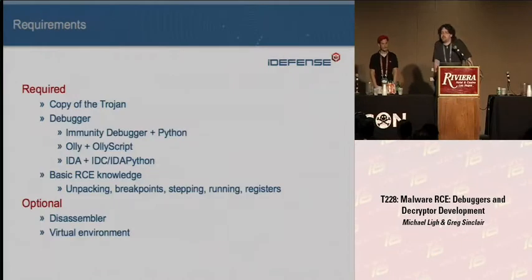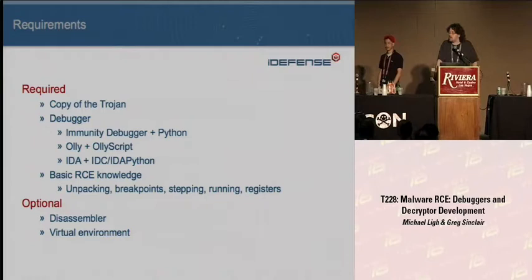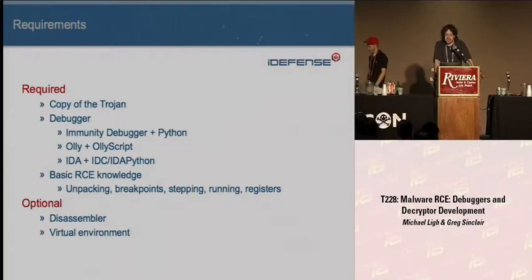So what are you going to need to do this? Well, obviously you need something to work on. You need something to analyze. You can go to Offensive Computing and grab any number of samples. And more important than that, probably, is a scripting debugger. We're going to talk about pretty much Immunity Debugger, which has Python built into it. But you can do other things like OllyDbg with OllyScript. IDA has IDC as well as plugins.